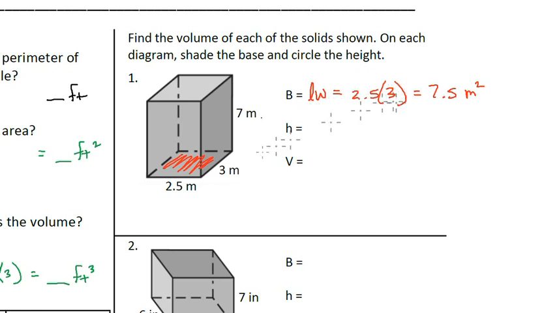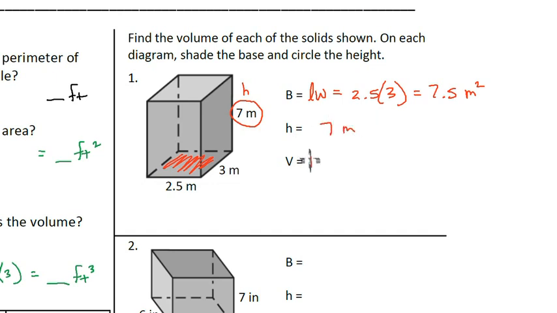My height, think about this. Here's what I want you guys to look at. Don't worry about the height being a vertical measurement. Any of these could have been the height. But since we used this number and this number as our base area, that means the other number that was never used, the other dimension, must be my height. So circle that. And then here's our height, 7 meters.